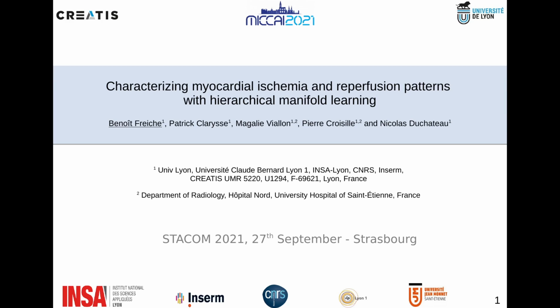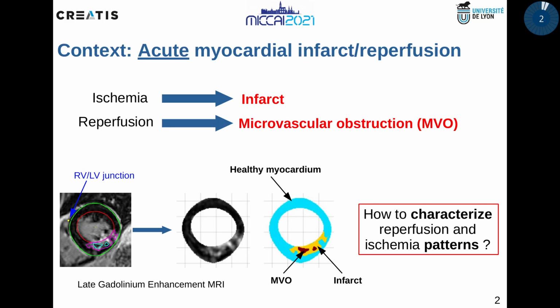And today I will speak about hierarchical manifold learning way of characterizing myocardial ischemia and reperfusion patterns. So we are in the context of acute myocardial infarction. Ischemia can lead to necrosis of the myocardial cells, which is called infarction.